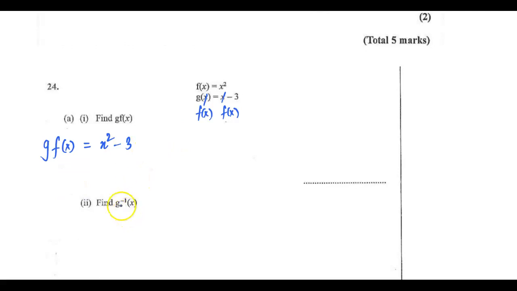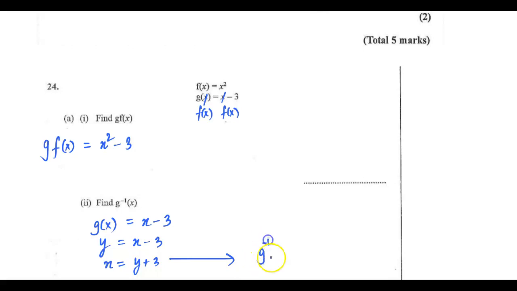Find g inverse x. So g(x), it's easy peasy. g(x) is x minus 3. Take y equals x minus 3, x equals y plus 3. What next? Replace. x is going to be replaced by g inverse x and y is going to be replaced by x plus 3. So this is your inverse function. g inverse x is x plus 3.